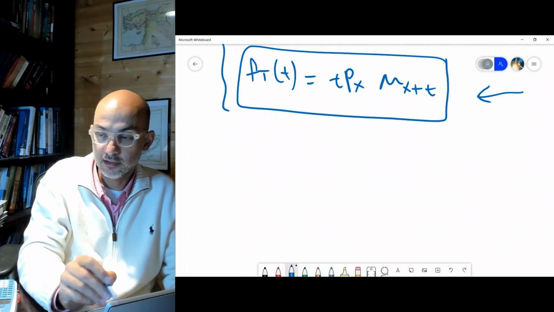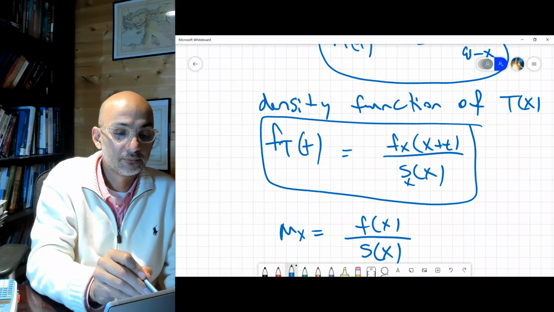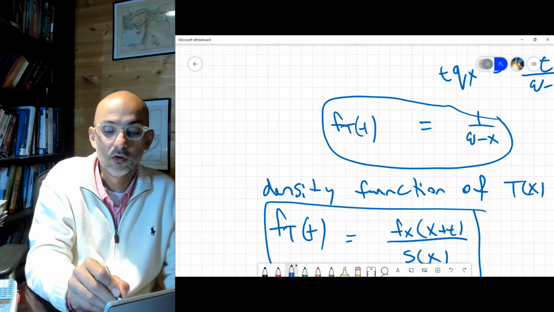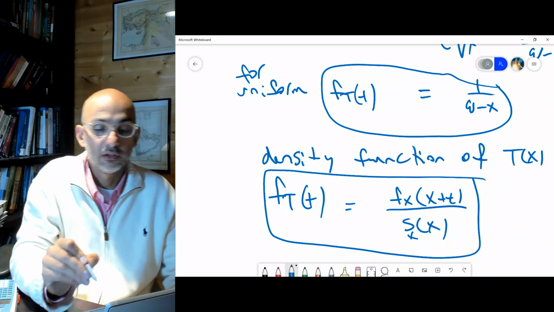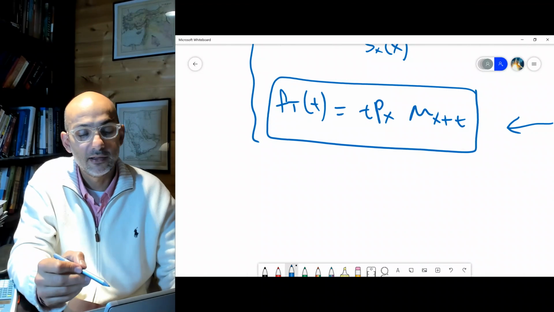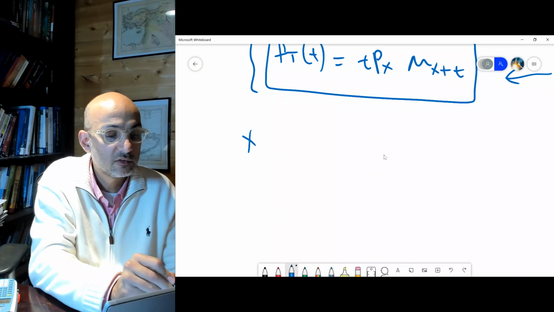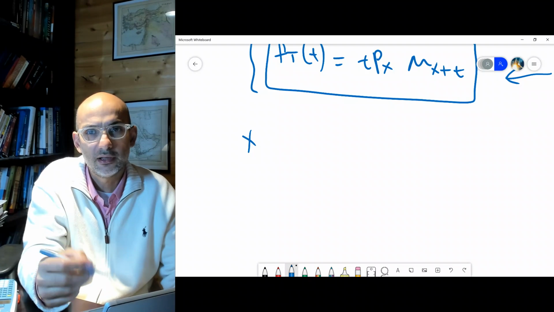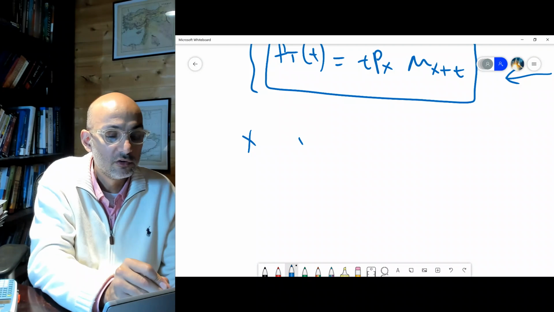Let's take the example again, the one I already told you the answer to, because for the uniform distribution I told you f of t will be 1 over omega minus x. I gave you the shortcut because we know the remaining lifetime is uniform, so I derived it quickly. But let's say we wanted to derive it ourselves. So now X, and what is X again? The life, the random variable of age at death, or age at failure. So it's uniform.